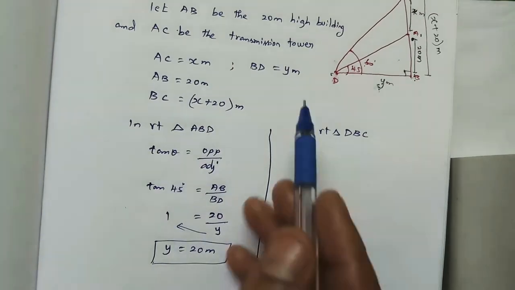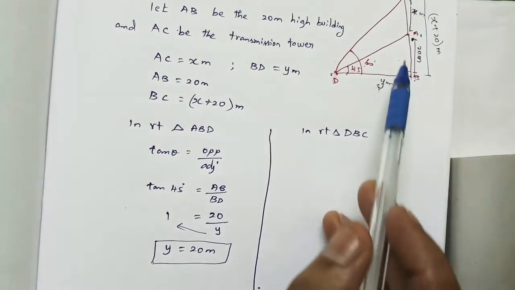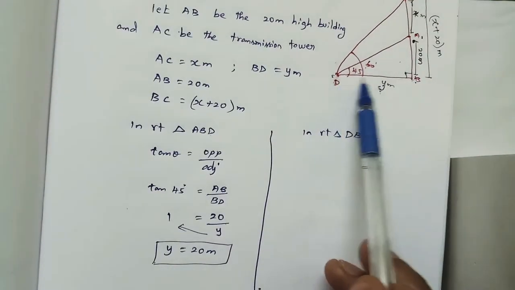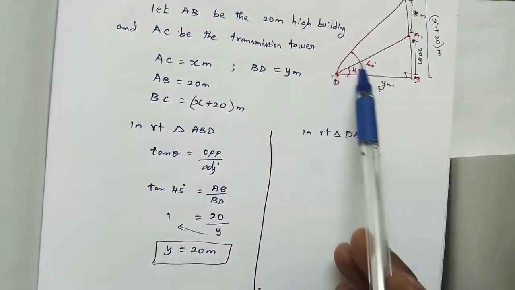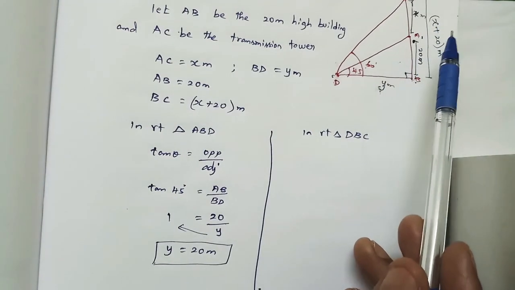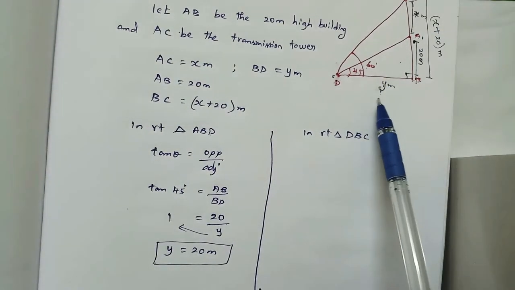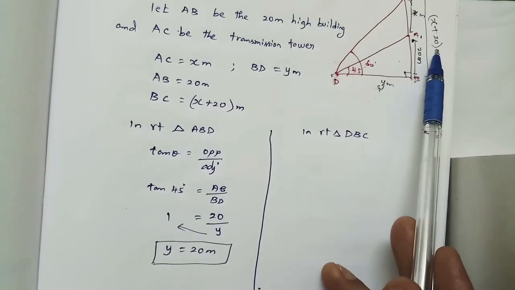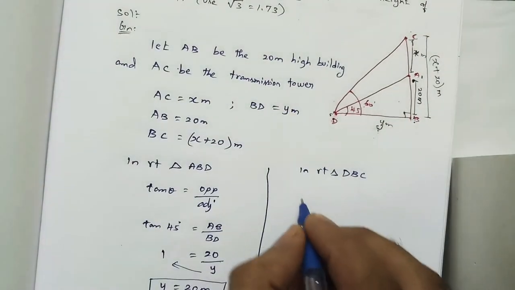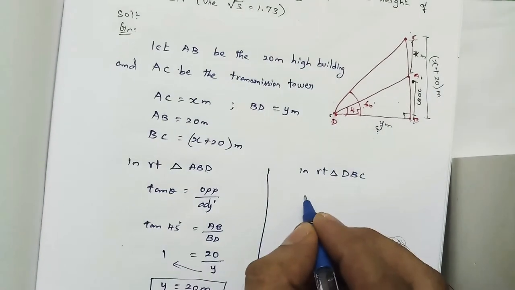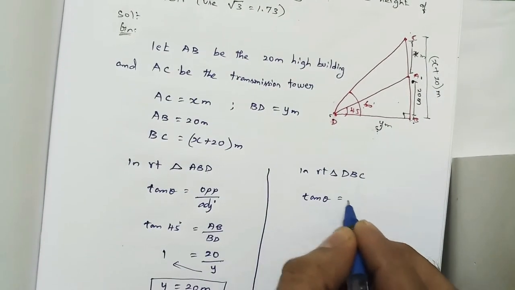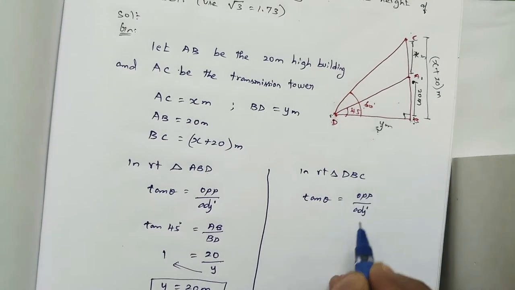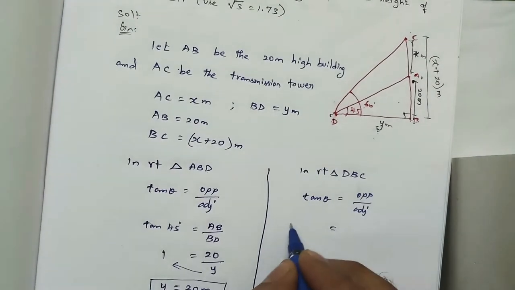Next, I'm going to find the x value. In right triangle DBC, this full right angle triangle, we know the adjacent side, since we have found Y, and we want to find the opposite side. Opposite by adjacent is the trigonometric ratio tan theta. So tan theta is equal to opposite side divided by adjacent side.